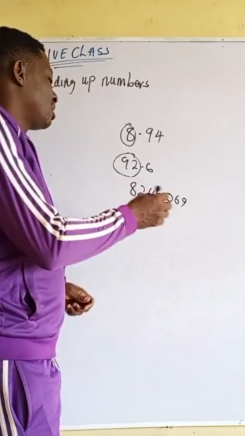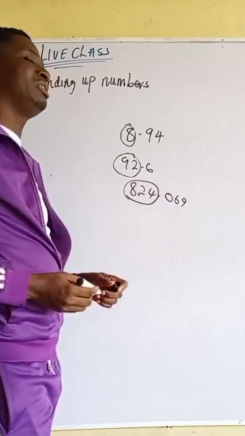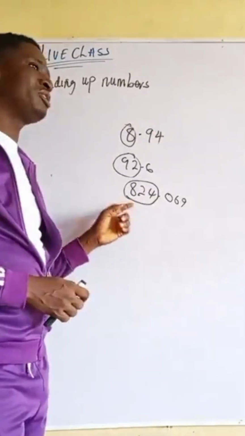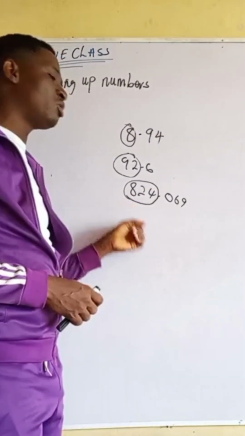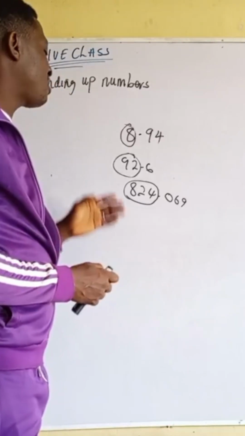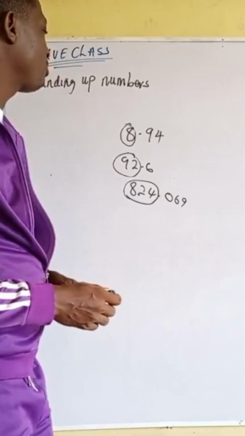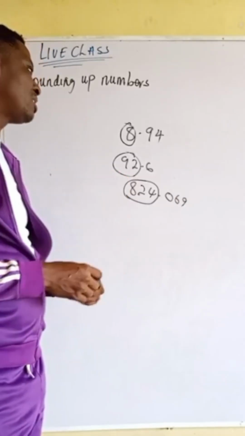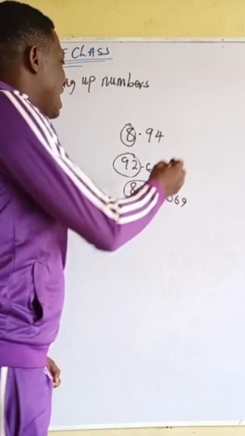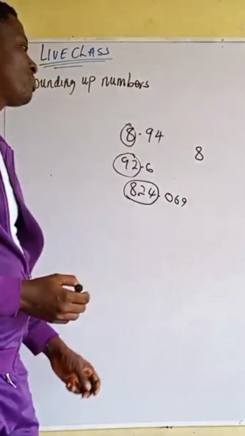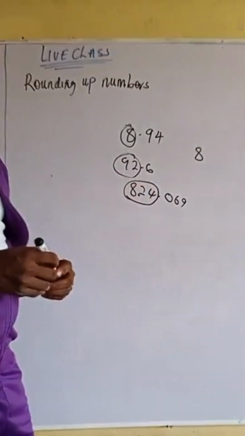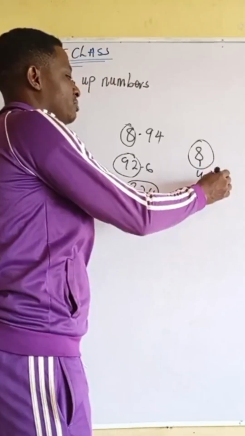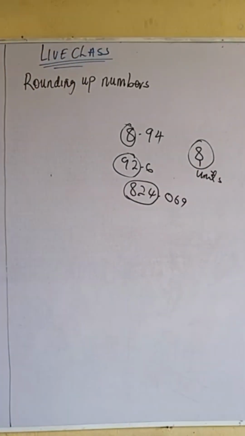The same thing, 824.069. Now the part that is the whole number is 824. So this 824 here is referred to as the whole number. So it's very important that we identify what we call place values first. So this is the whole number, and we have only one number, 8. This one number is a single number, and we refer to this as units. Do you understand?